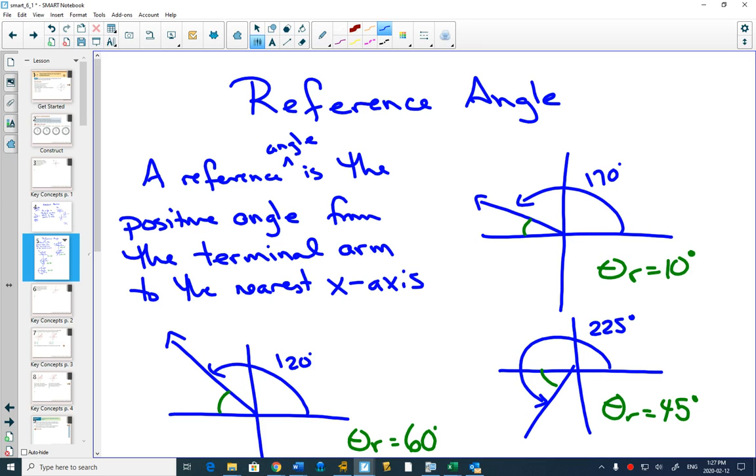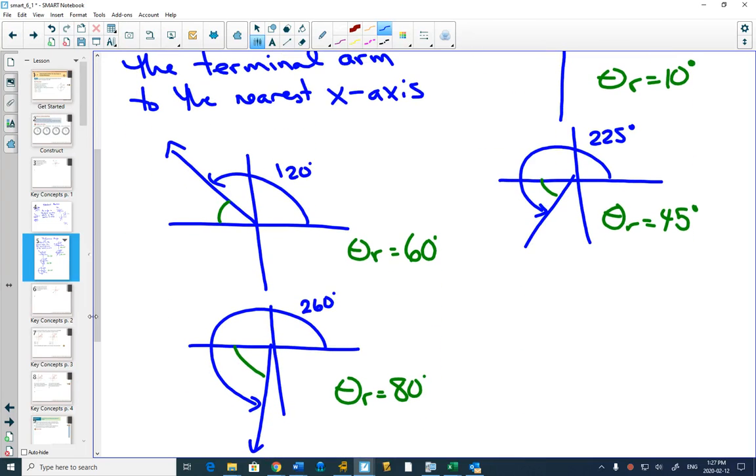And it's always to the nearest x-axis. And I specifically down here drew 260 degrees because sometimes you're going to be like, oh, it's just so much closer to go to the y-axis. Why don't I just make it 10 this time? No, it's always to the nearest x-axis. So it has to go all the way back here.